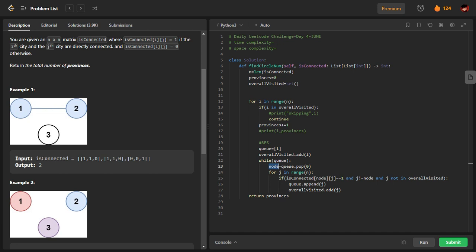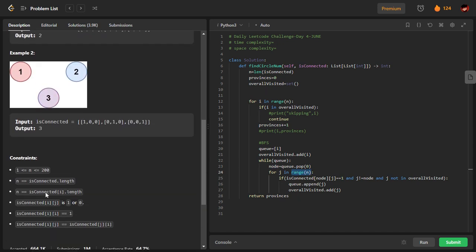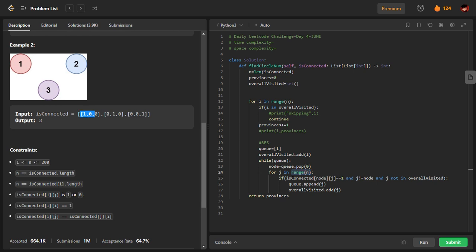For j in range n. So what I'm checking is, as you can see here, for the first node, this is the adjacency list or whichever you call it, right? Each of these numbers will be representing j. So for j in range of n, is connected node of j. That means for the current node, I am just checking which all nodes it's connected to.